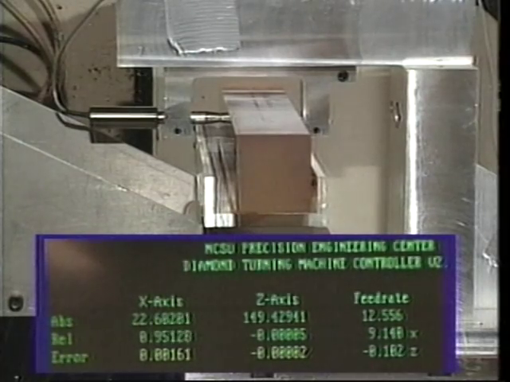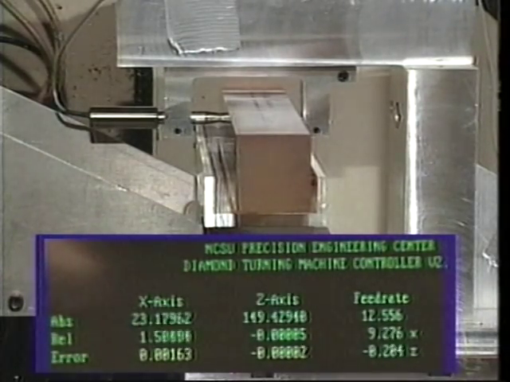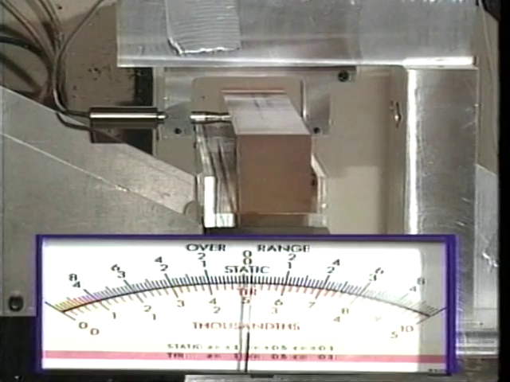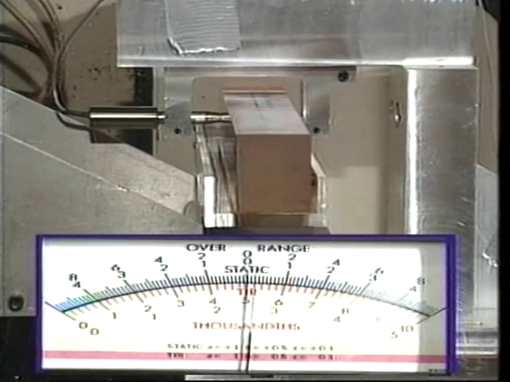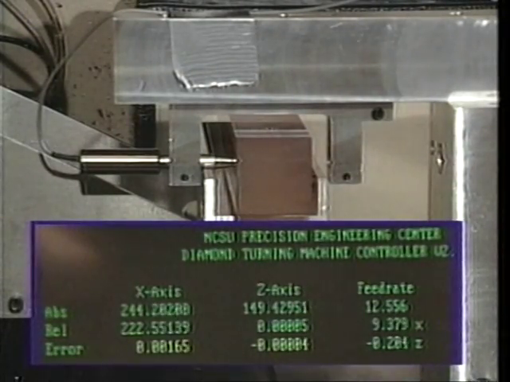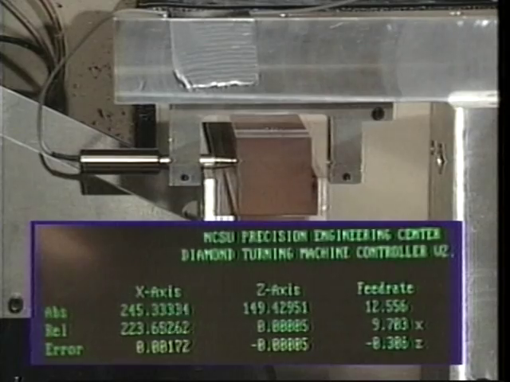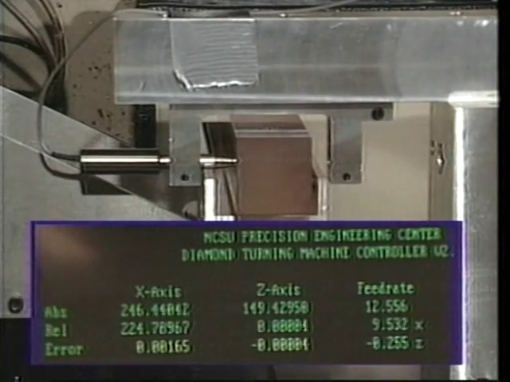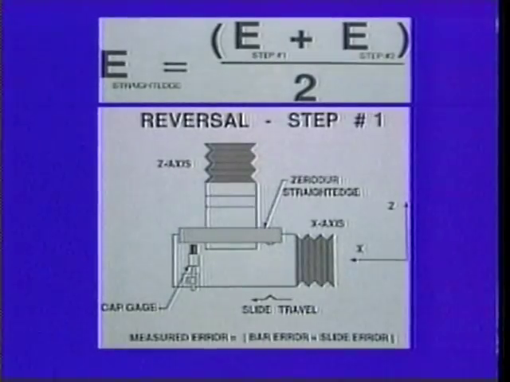Points are written to a second data file. Manipulation of the recorded data files will produce the desired straightness information.